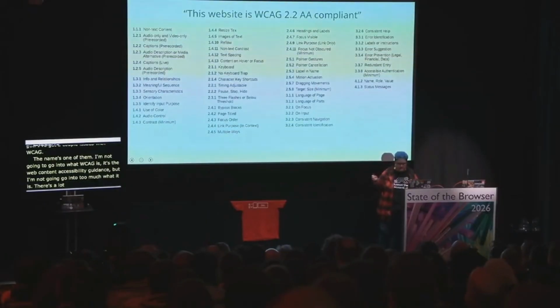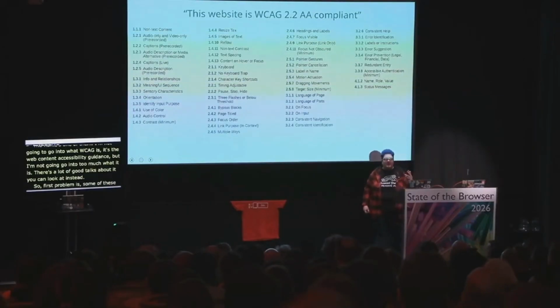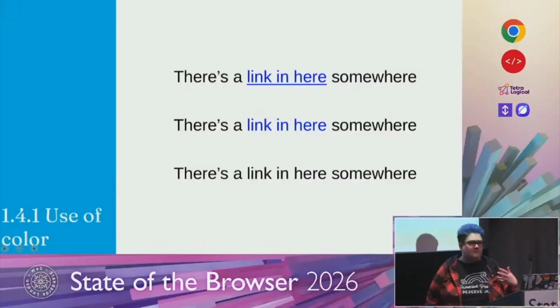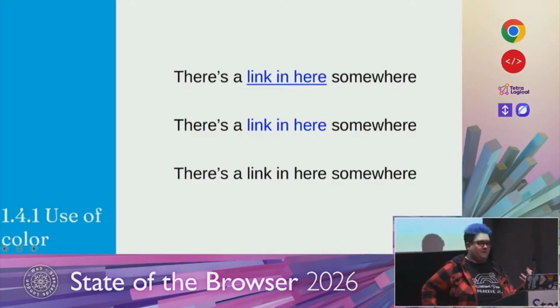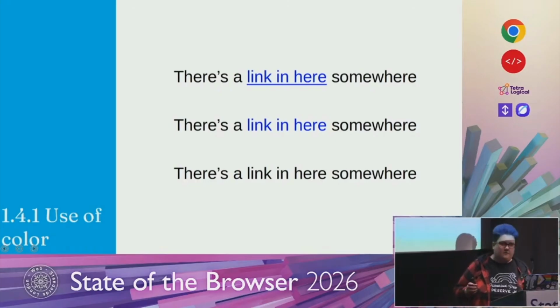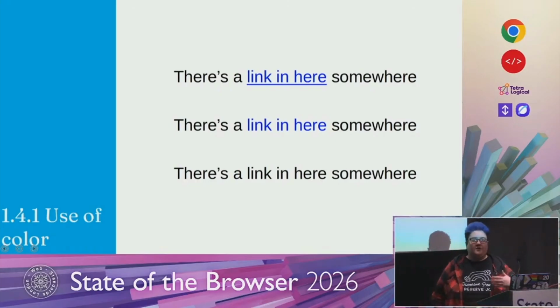So, first problem is some of these criteria can be a bit counterintuitive if you're not the kind of person that's really into the WCAG spec. So let's talk about use of colour. So this is one example. Use of colour says don't use colour alone. Right? So this is for people who are colourblind or people who have other visual impairments where distinguishing between colours or things that are coloured and not coloured can be more difficult. So it says if you're going to use colour, you need an extra indicator, right?